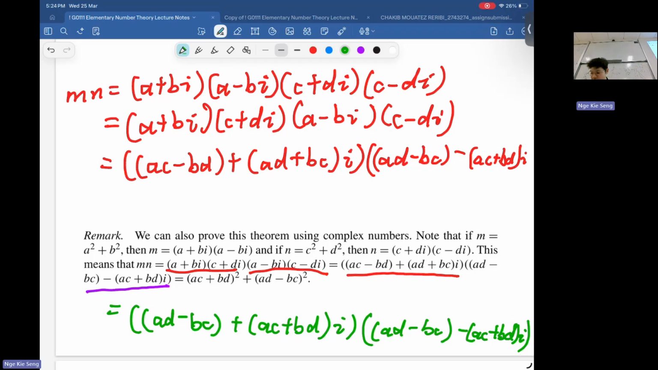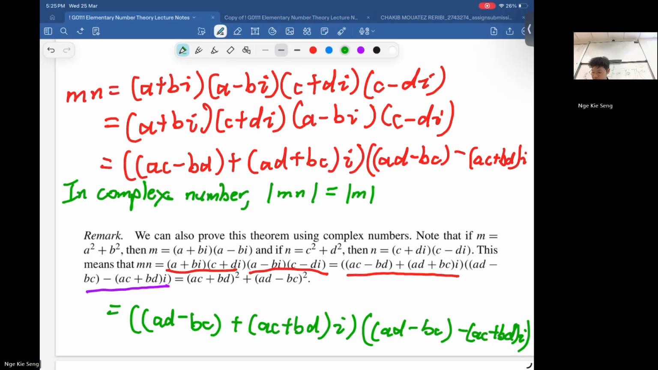So how do I realize this? In complex numbers, I'm not sure you remember or not, maybe the norm of mn should be the norm of m times the norm of n. Is this what you learned? Did you learn complex numbers in linear algebra? No? You guys didn't learn. Okay, never mind. Let me see. Length of complex number.